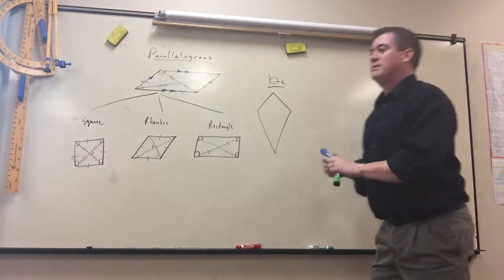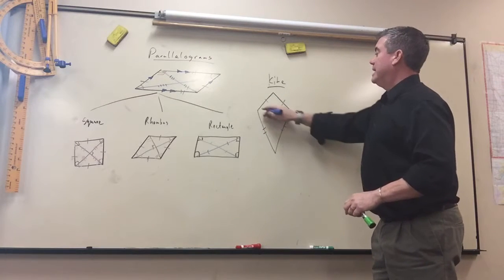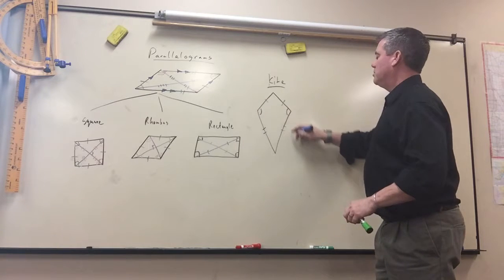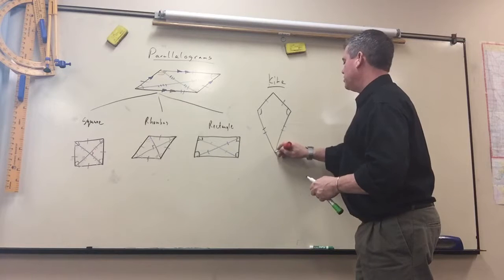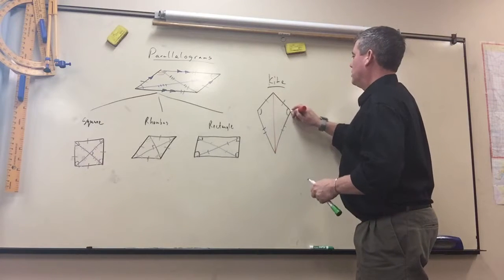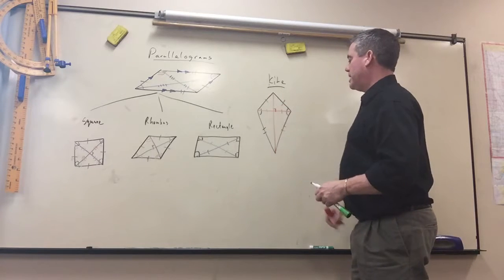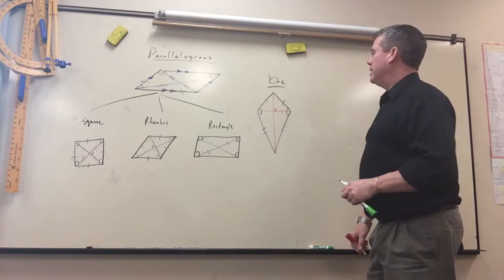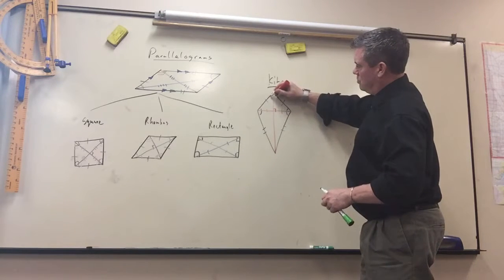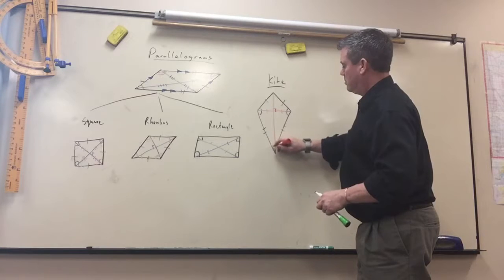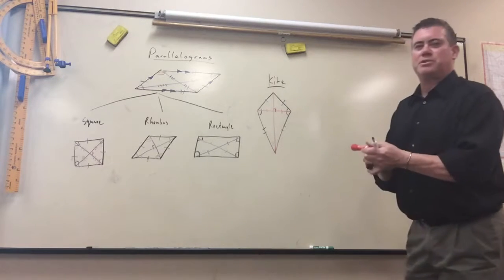So in a kite, these two sides are equal, and these two. These two angles are equal. And if you draw in the diagonals, they're perpendicular, and this gets bisected like that. And these angles get bisected. Then the last one was a trapezoid.